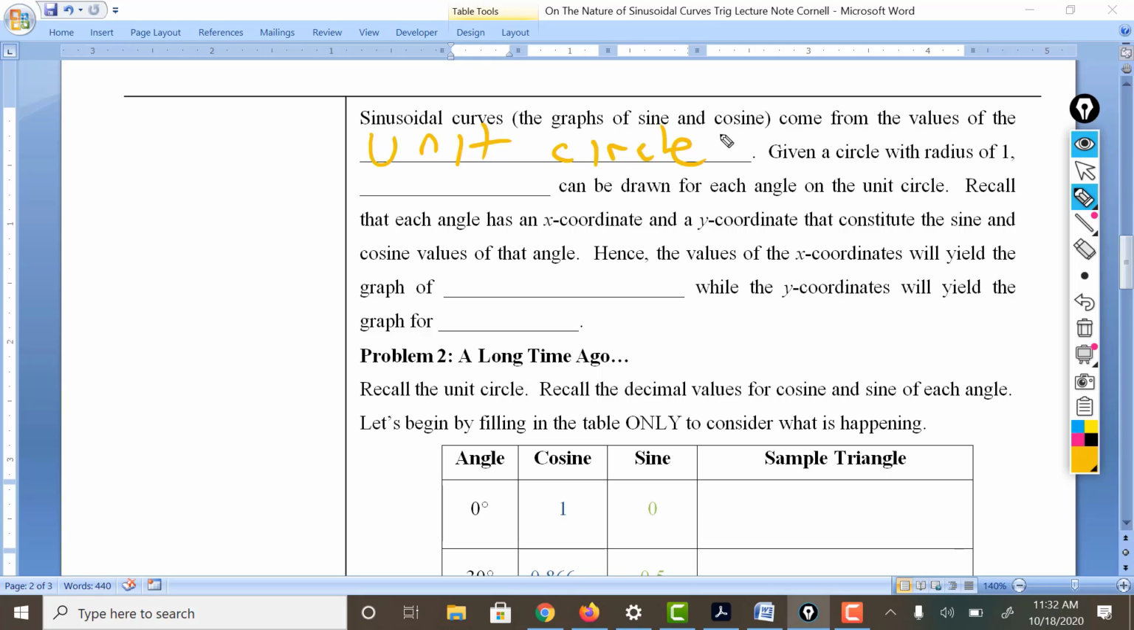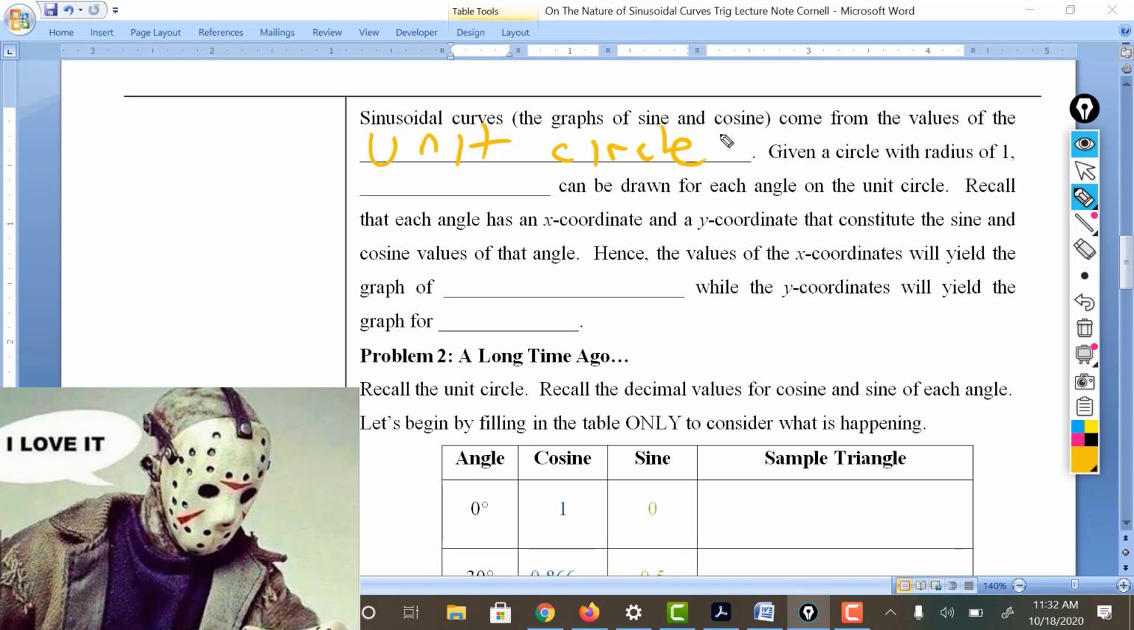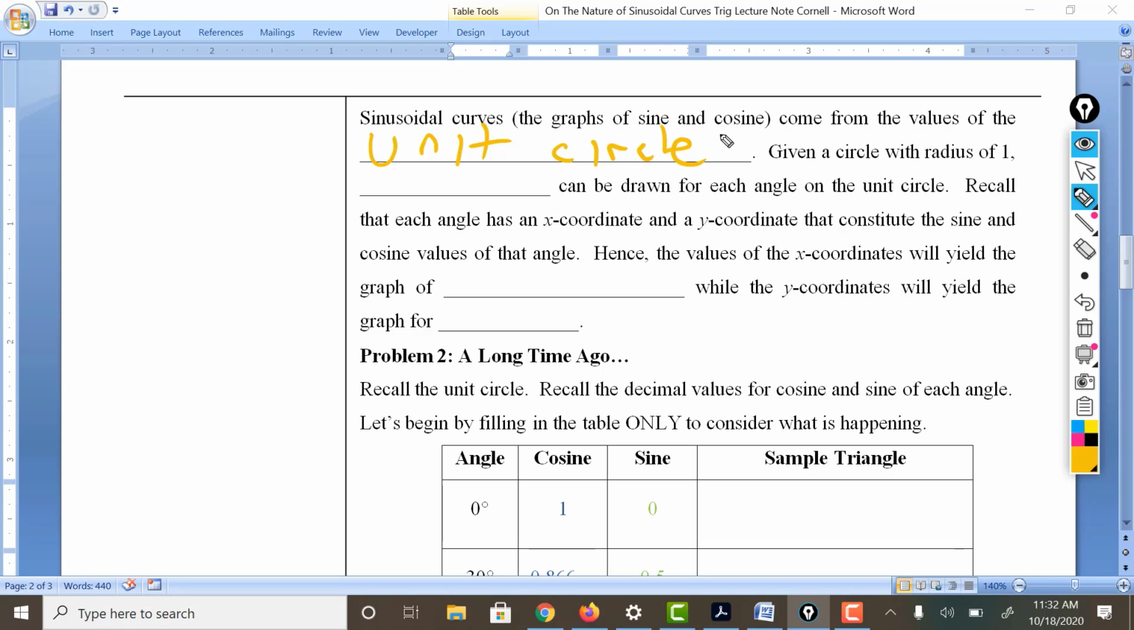If you don't have your unit circle, you're going to want to pause me and go get it because you need your unit circle. And if you don't have one still, print one out. And if you're not comfortable with one still, you need to go back and make sure you watch the videos on unit circles.